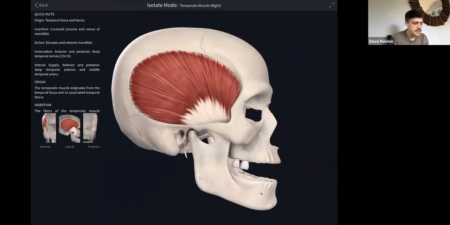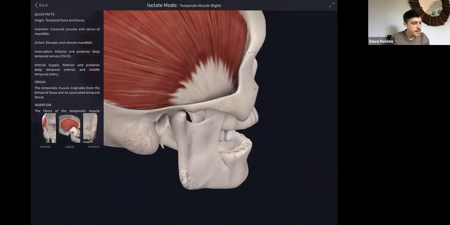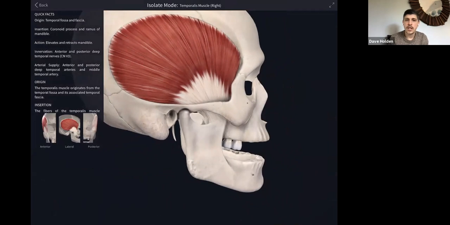There is temporalis, and there is its insertion, right on the top tip of that shark fin-like projection. The origin is above, the insertion is below. So when this muscle contracts, it will pull up on the mandible. This also assists with elevation of the mandible or closing the mouth.